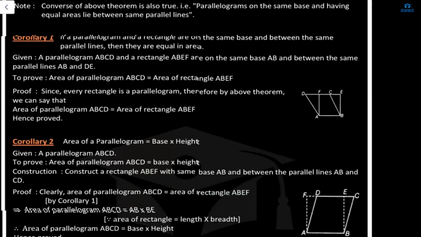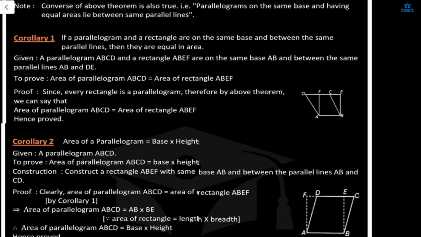Corollary. So what does that mean? Corollary means that we have already derived and proved the theorem, and we are going to use that result to show some other results. That is called a corollary. So what is the statement here? The first statement is: if a parallelogram and a rectangle are on the same base and between the same parallel lines, then they are equal in area.